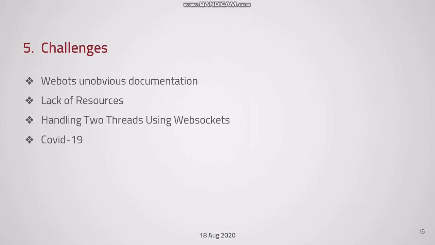Another challenge was handling two threads using WebSockets. This challenge appeared while implementing the GUI and connecting it to our project. We need to have two threads, one for the control of the project, which is the main loop of the project, that reads the sensors, generates a pattern and calculates the values, and the other thread was responsible for getting any actions that the user does from the GUI. So we needed to handle these two threads together.